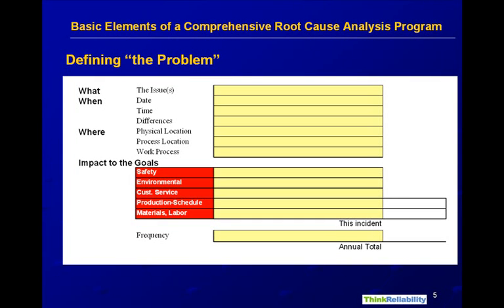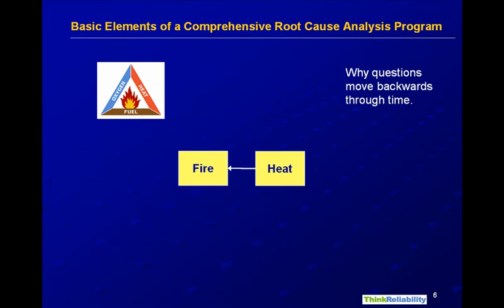So in step 1, defining the problem, there are 4 questions, and that 4th question determines what the impact is on the organization's overall goals as related to safety, environmental, customer service, production or schedule, and materials and labor. People typically disagree about what the problem is, but they don't disagree about how it impacts the goals. So starting every investigation with the impact to the overall goals is one of the simplest ways to get agreement within a group of people.